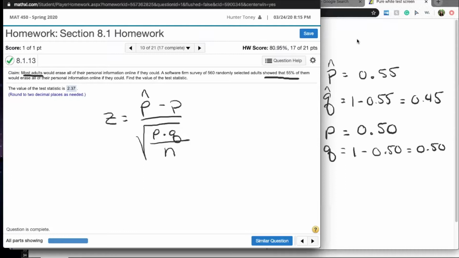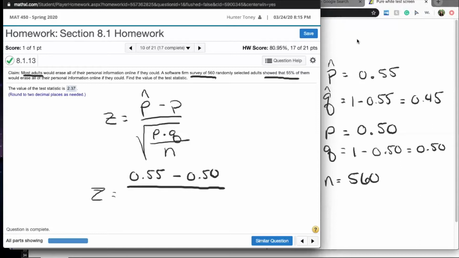And they say a software firm surveyed 560 people. So our n would be equal to 560. So once we have all of that, we can plug into our equation. So 0.55 minus our p, which is 0.50, divided by the square root of p times q, so 0.5 times 0.5 divided by n, which is 560.